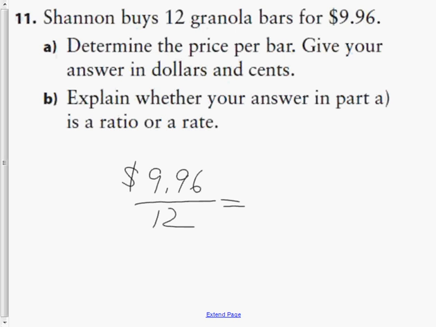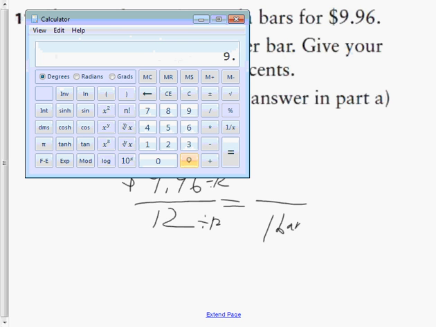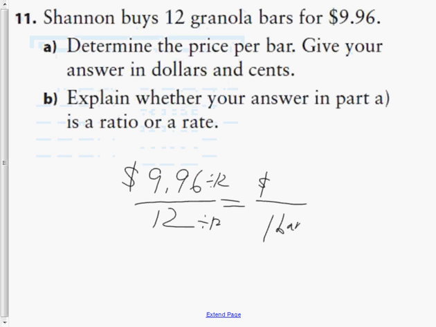So what we want to do is we want to look at this as a price per bar, so per 1 bar. And again, this is a unit price. So I divide the cost of the $9.96 by 12. $9.96 divided by 12 gives me a unit rate of 83 cents per bar. Okay, 83 cents per bar. That's an easy one.